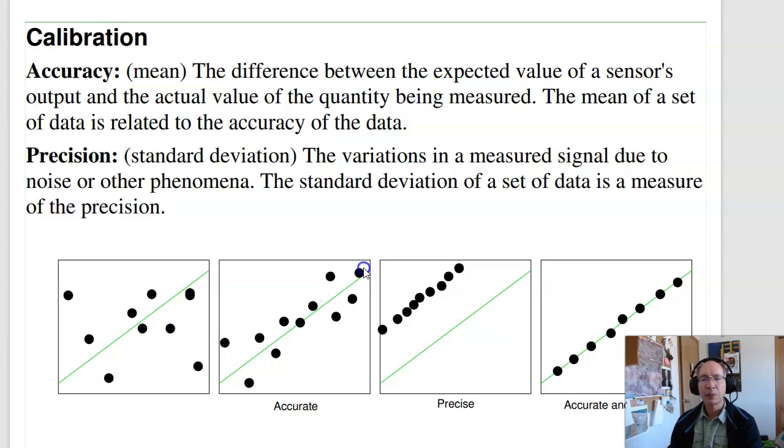If I have a sensor which is accurate but not precise, on average, it's dead on, but there's a lot of variation in it. If I have a sensor which is precise but not accurate, the standard deviation, the spread, is constant, very small, but the average difference is large. Given a choice, I'd rather have precise than accurate because I can adjust, add a constant to it to make it both precise and accurate. What you want is accurate and precise. On average, it's dead on, and there's very little spread, very small standard deviation.